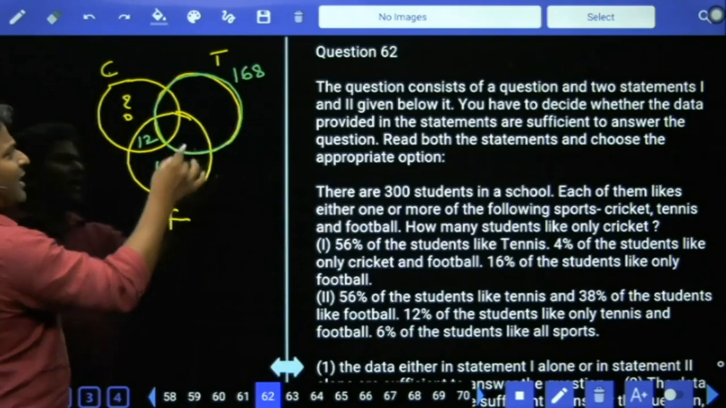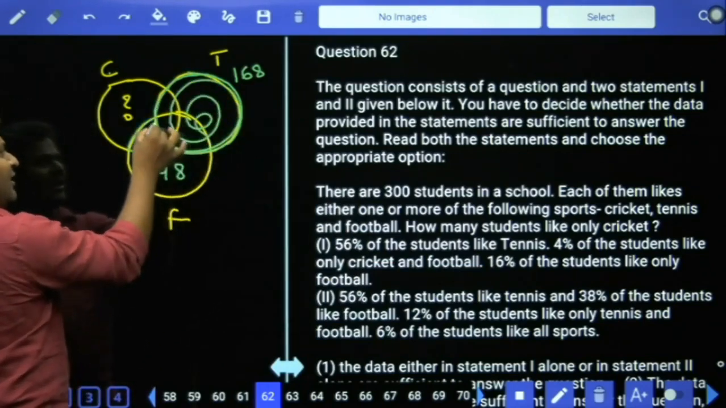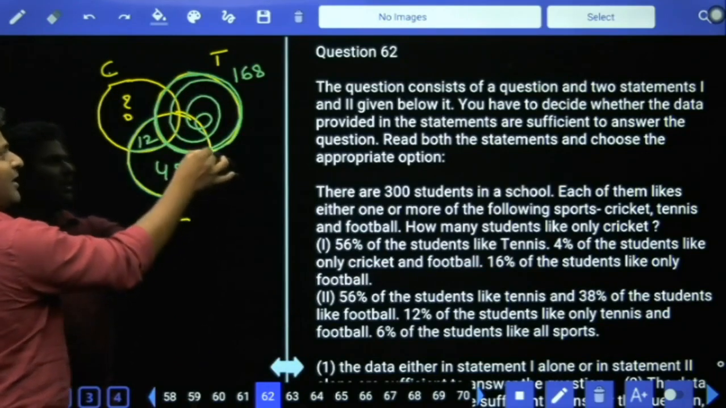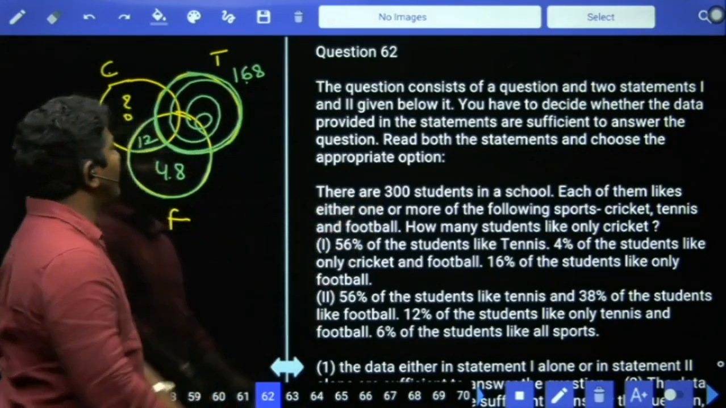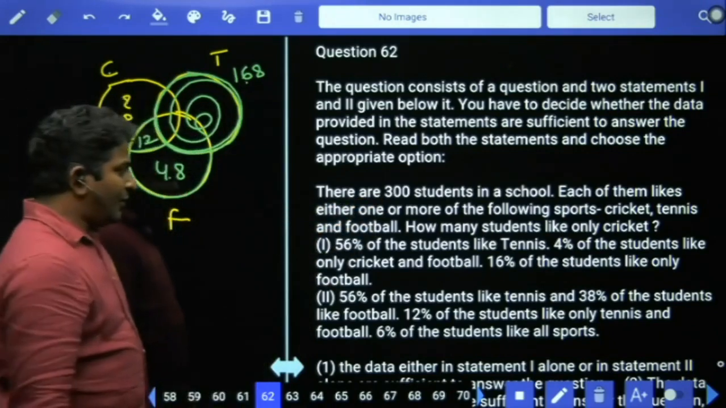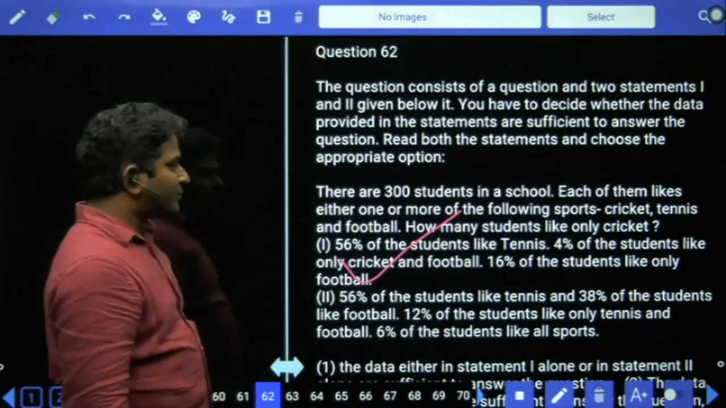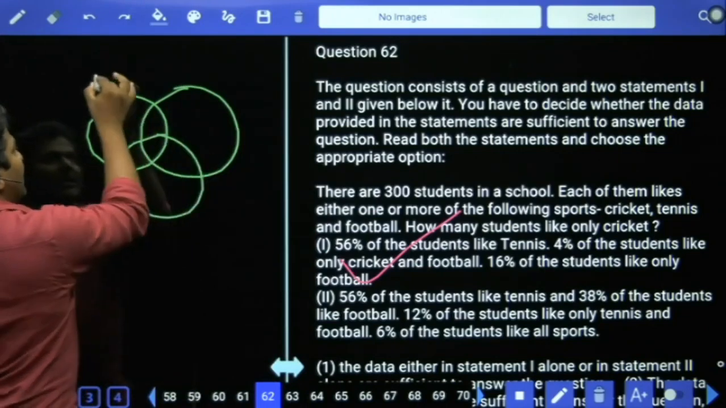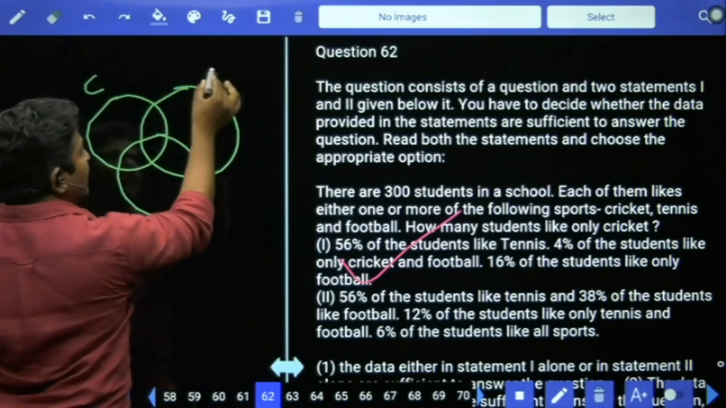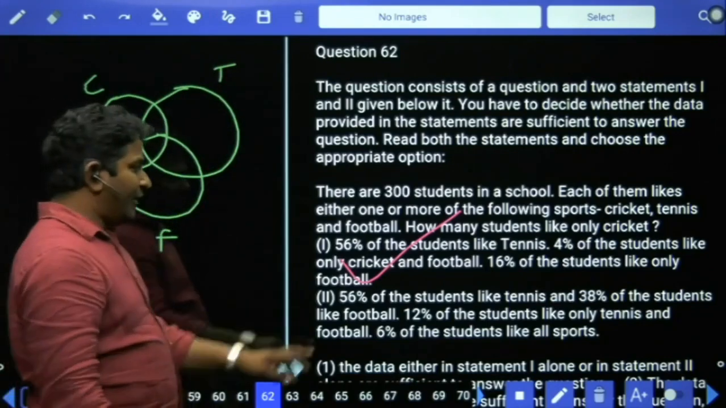So out of the total, total tennis is there, cricket and football is there, only football is there. So the sum of these three numbers subtracted from 300 will give you only cricket. So statement one alone is definitely sufficient to answer the question. The second statement says: cricket, tennis, and football. Only cricket, that's what we need.